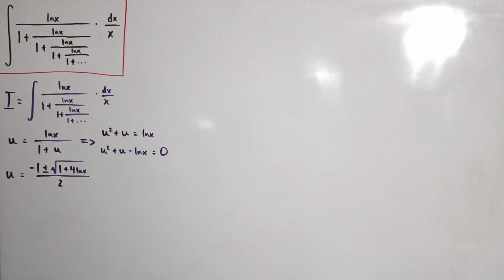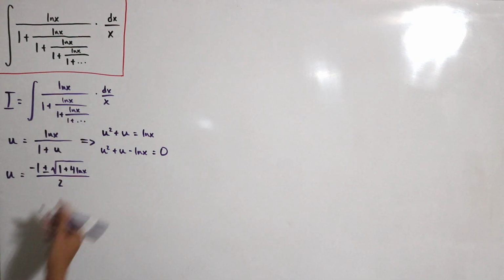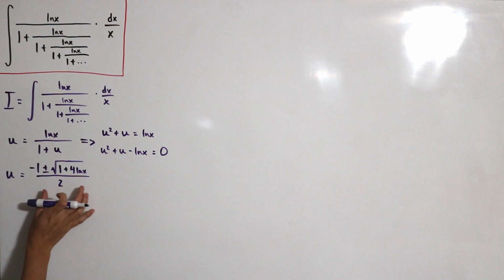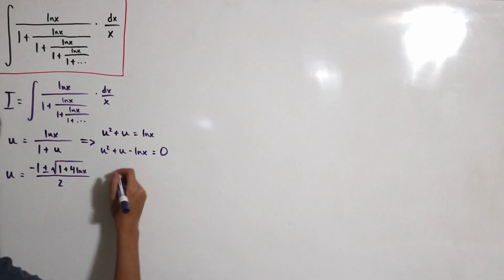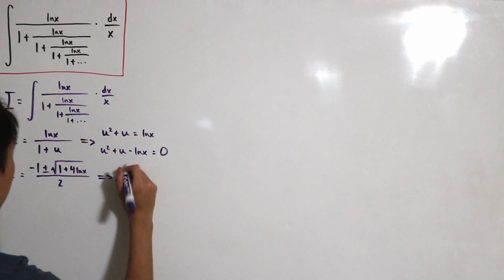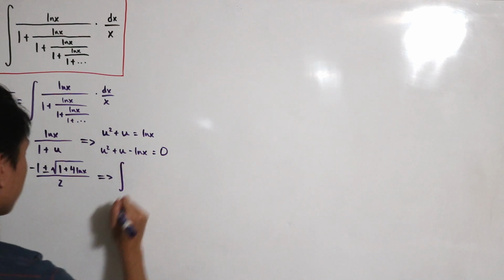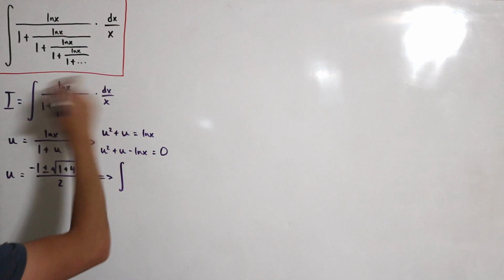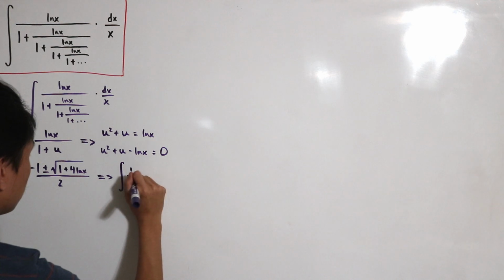Now this is nice, so I can just substitute our continued fraction with what we have for u right over here. And so now we have the new indefinite integral. I'll move the 1 over x to the front, just to make things a little easier.